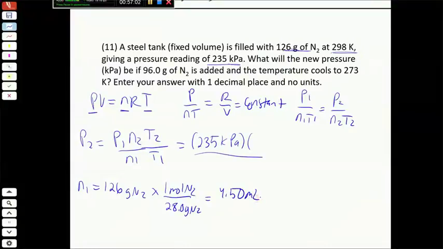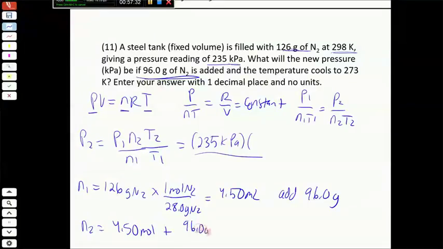But we have to be careful with the wording of the problem here. So we're adding 96 grams to that. So the final number of moles that we have is going to be the sum of the two. It's going to be the amount we started with plus the amount we added. It's not just the amount we added, it's the total number we have after the addition. So we're adding 96 grams to get N2, which means that the final number of moles that we have is the amount that we initially started with, plus the 96 grams also converted into moles.